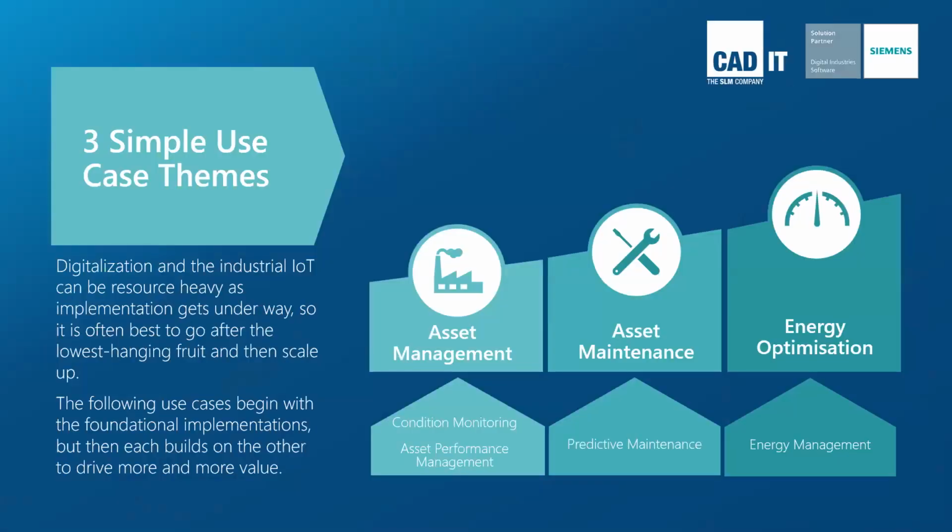To get started, there's three real simple use case themes. There's asset management, there's asset maintenance, and then there's energy optimization. And in these first three steps, there are four broad use cases. There's two associated with asset management, and this is condition monitoring and asset performance management. There's predictive maintenance within asset maintenance, and then there's energy management within energy optimization.